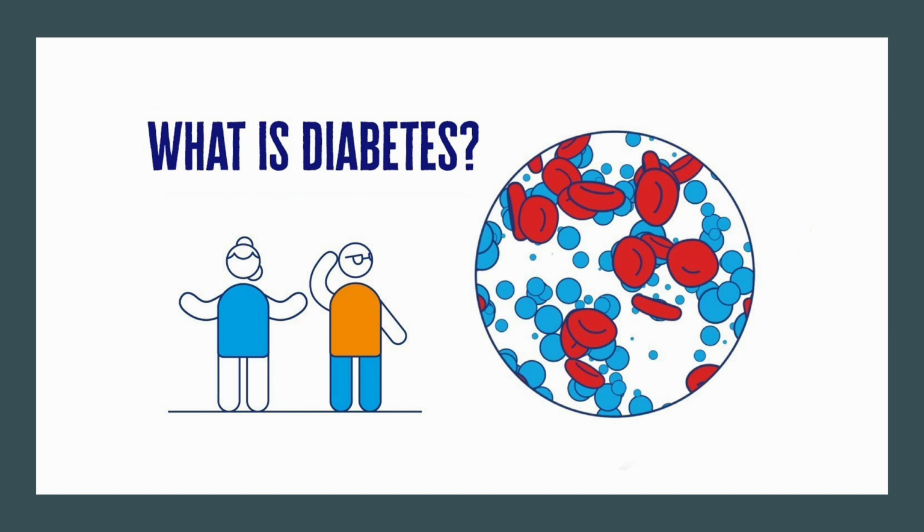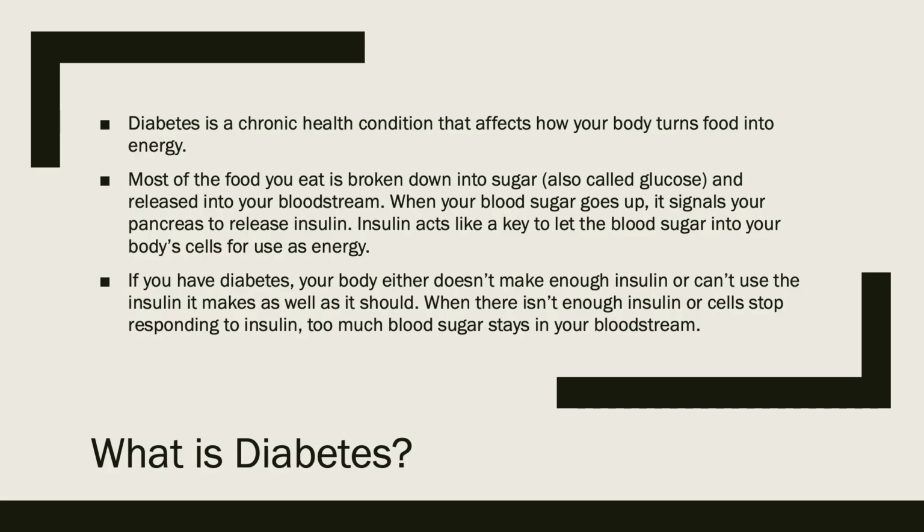What is diabetes? Diabetes is a chronic health condition that affects how your body turns food into energy. Most of the food you eat is broken down into sugar and released into your bloodstream. When your blood sugar goes up, it tells your pancreas to release insulin. Insulin acts like the key to let the blood sugar into your body's cells to use as energy.